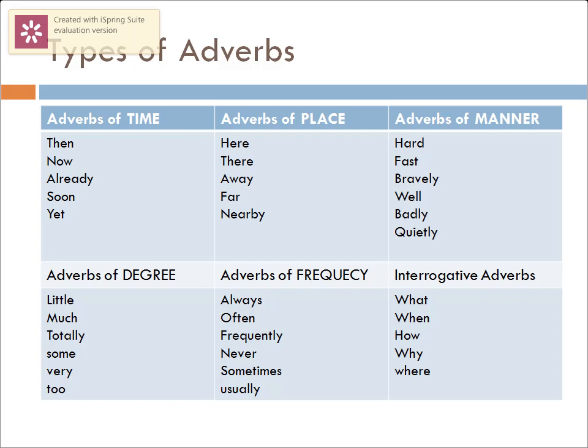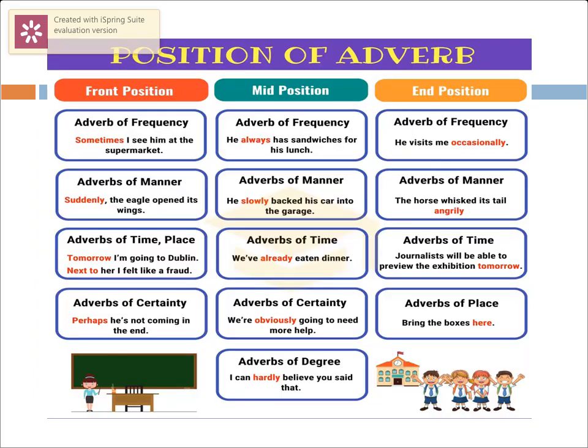And there are also adverbs which talk about frequency or how often something is being done, like always, often, frequently, never, usually. These are some adverbs which talk about how often something is done. And you also have interrogative adverbs, words like what, when, where, how, and why. These talk about the question, adverbs which are used to make questions.